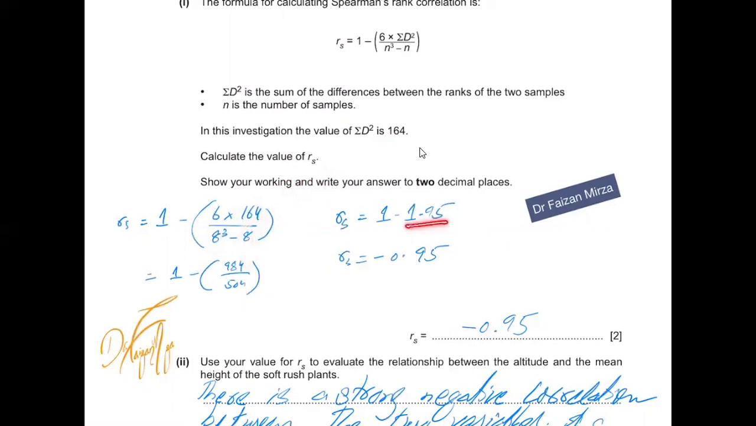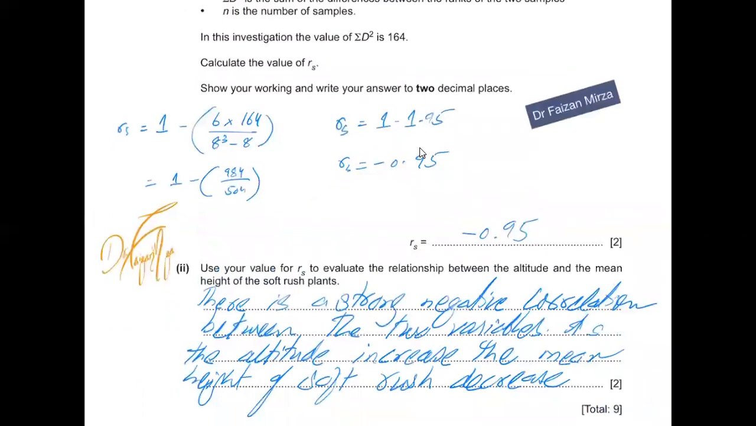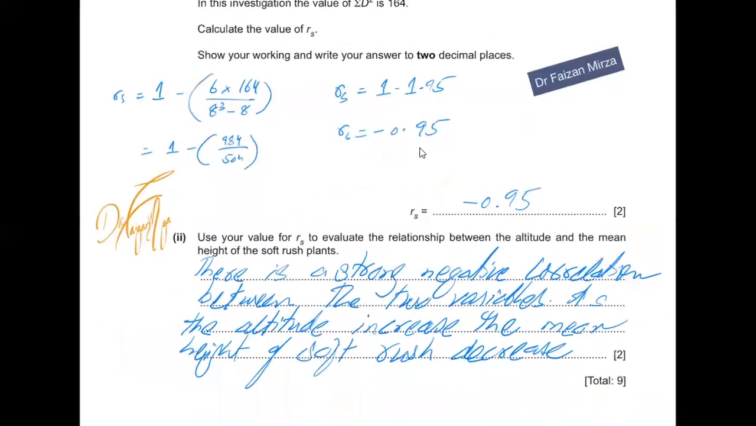The answer comes out as 1.95. We subtract 1.95 from 1. The answer is minus 0.95, with a negative value. So it's a negative correlation, and it's a strong negative correlation. Use the value of rs to evaluate the relationship between altitude and the mean height. So there is a strong negative correlation between the two variables. As the altitude increases, the height of the soft brush plants starts to decrease.